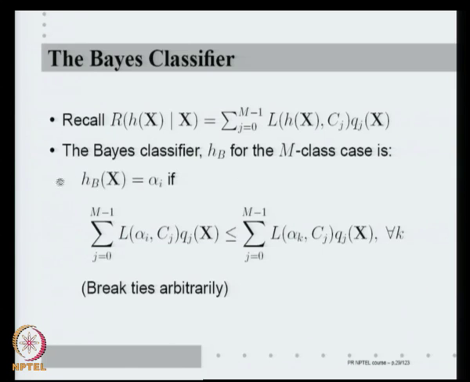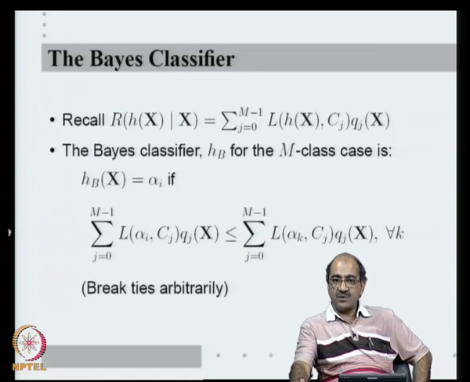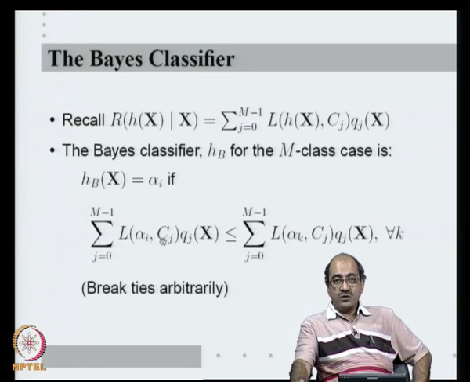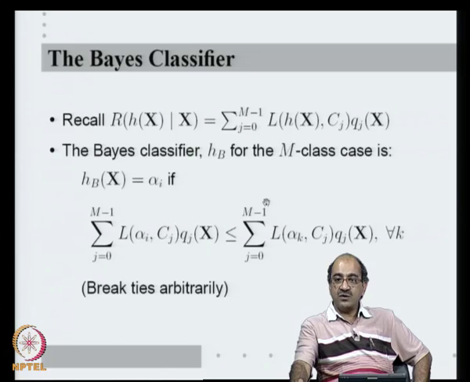So, the Bayes classifier is now simply defined as follows: the Bayes classifier assigns alpha_i to x if the sum over j of L(alpha_i, c_j) q_j is less than or equal to the sum over j of L(alpha_k, c_j) q_j for all alpha_k, for all k. Of course, there can be more than one alpha which may attain the same minimum value, but that makes no difference. We can break ties arbitrarily.